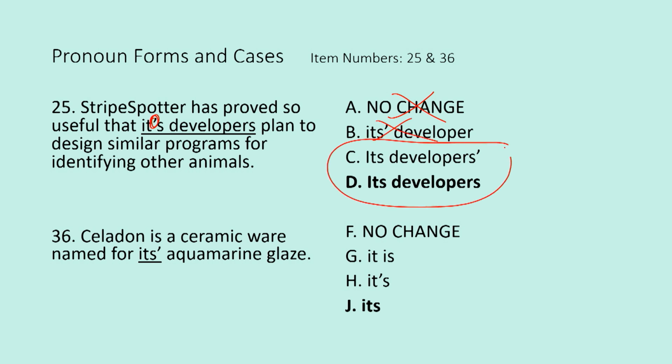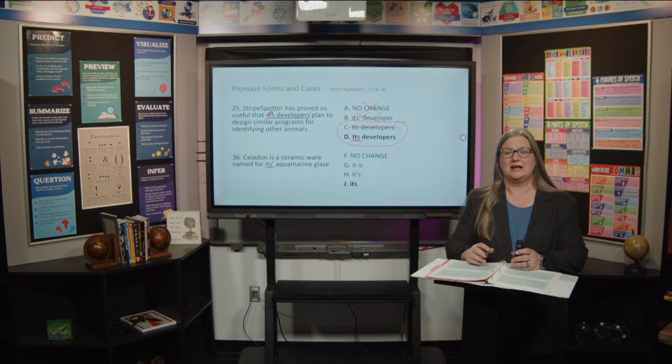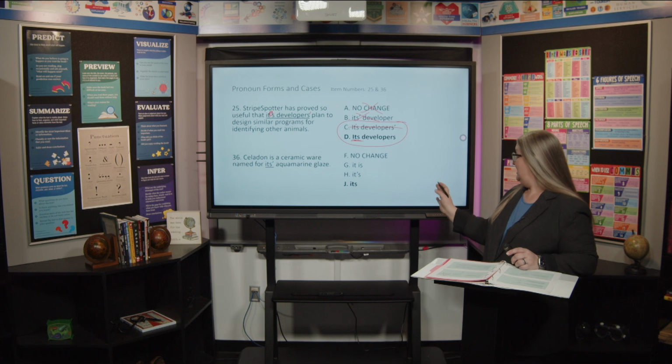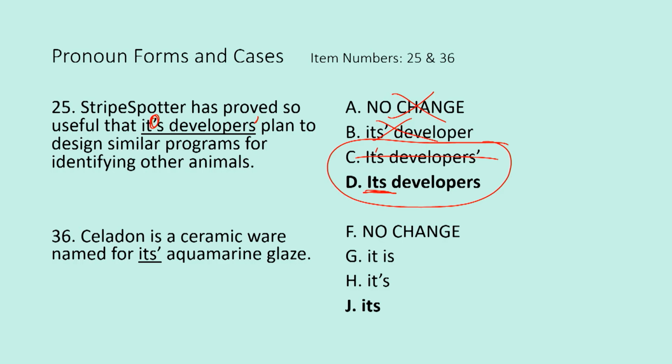So let's look at these two possible answers. Is it the developer's plans, if you had IT apostrophe S, that it is developers plan to? That doesn't sound right at all. So we know that that's not correct. So its developers plan to design similar programs. Its goes back to the stripe spotter. All right, so now I want you to work 36, and I want someone in your class to come up and explain 36 and why J is the best answer.